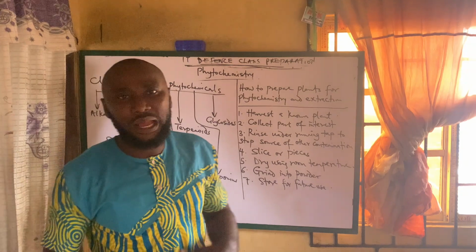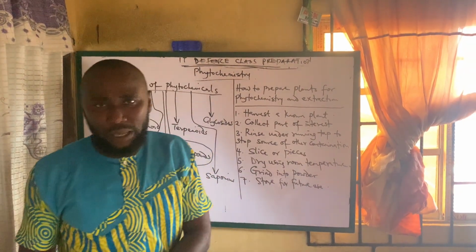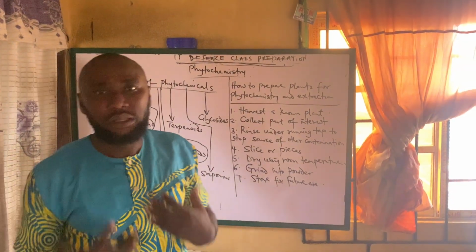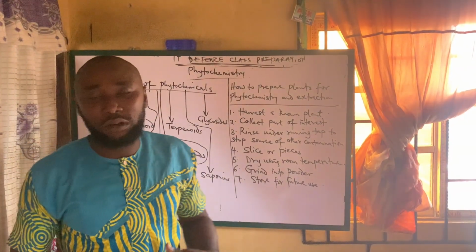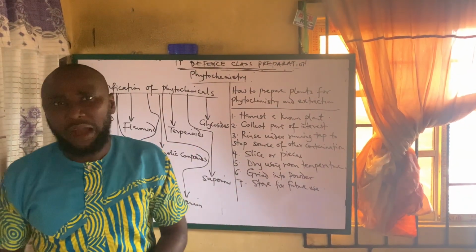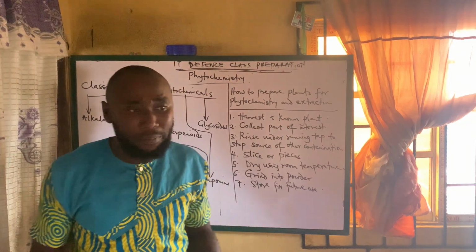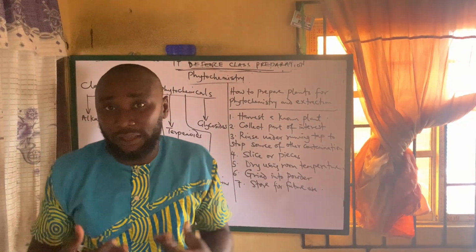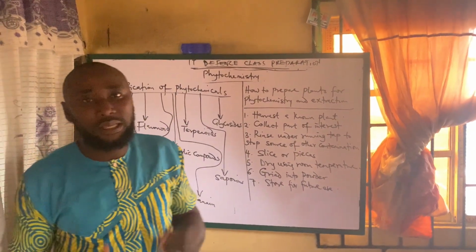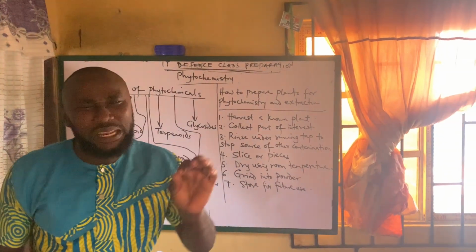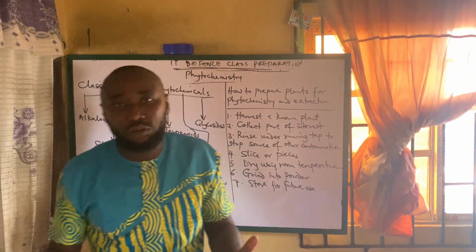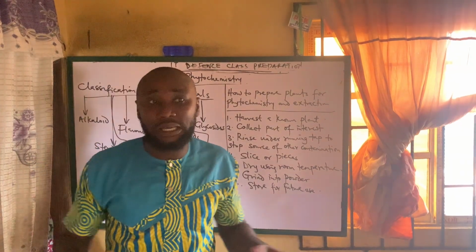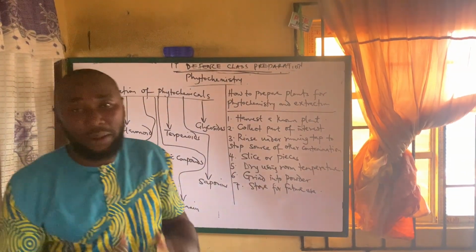Now we also look at how you prepare the plant for phytochemical analysis and extraction. The first thing to do is to go out to the field and harvest a known plant. After harvesting, you can use a leaf snap app to identify if it's the plant that you actually wanted. Then the next thing to do is to collect the part of interest. It can be the leaf, the roots, or the stem, depending on what you want. It can even be the whole plant. So you collect the part of interest.